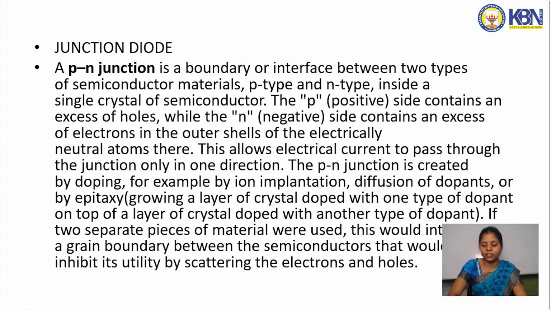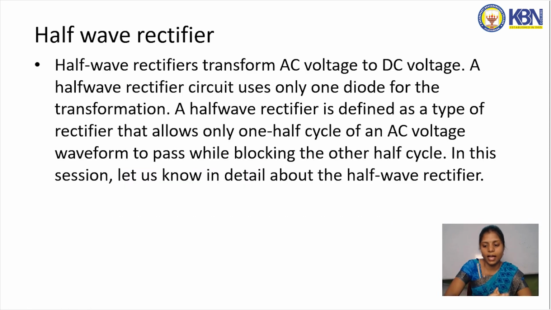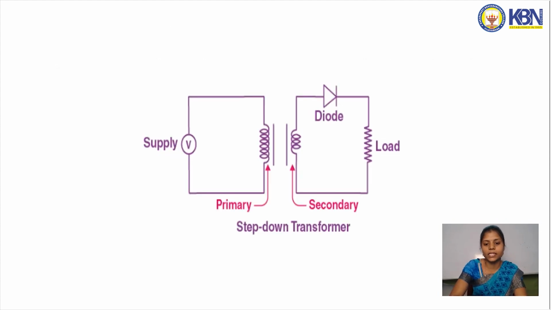In this half-wave rectifier, this is the symbol for the P-N junction diode. Here, this is the P type and this is the N type, and these are the terminals a diode has, an anode and a cathode. This is the symbol for the P-N junction diode. It is used in a half-wave rectifier, which, as already described, uses an AC power supply to convert it to a DC power supply. In this half-wave rectifier we have only one diode, and this is the circuit diagram.